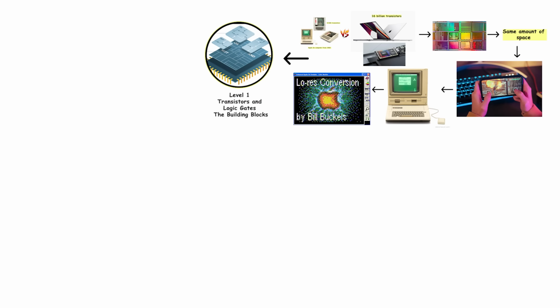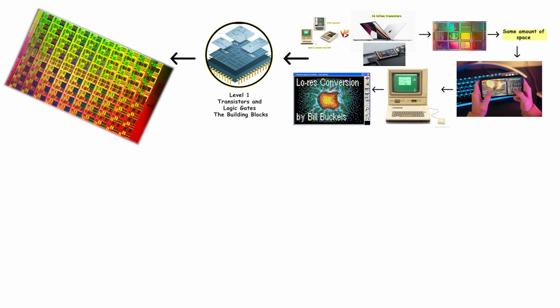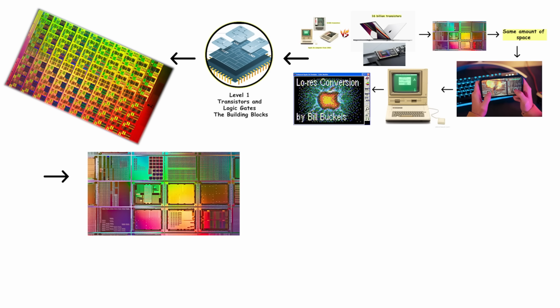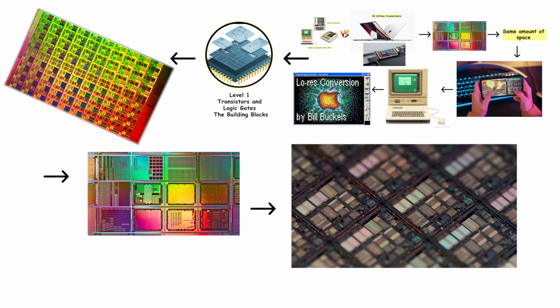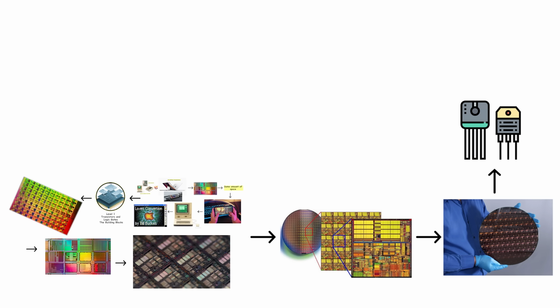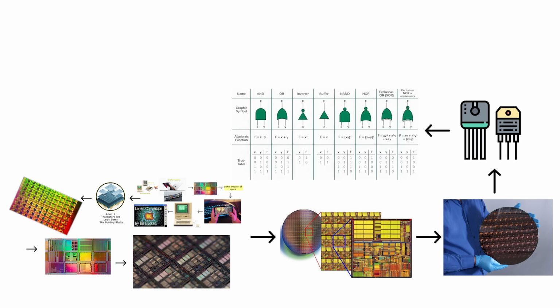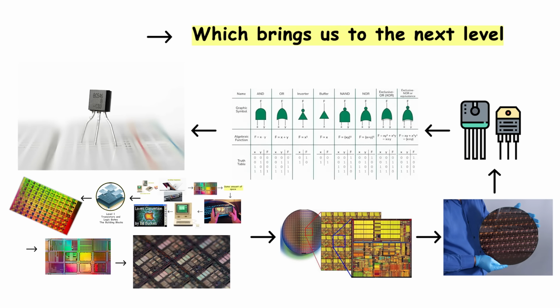But here's what level 1 people don't understand. Having billions of transistors doesn't mean anything if they're not organized properly. You need structure, coordination, and a plan. Transistors and logic gates are just the raw materials. The real magic happens when you organize them into something useful, which brings us to the next level.